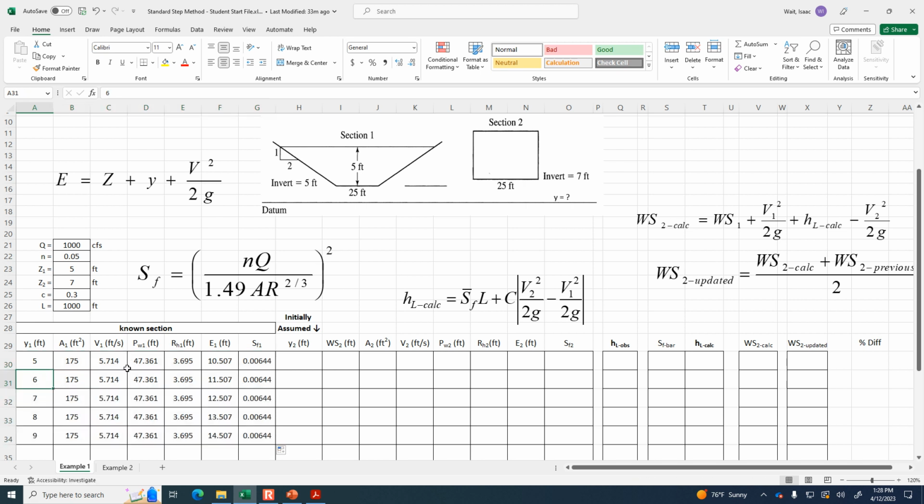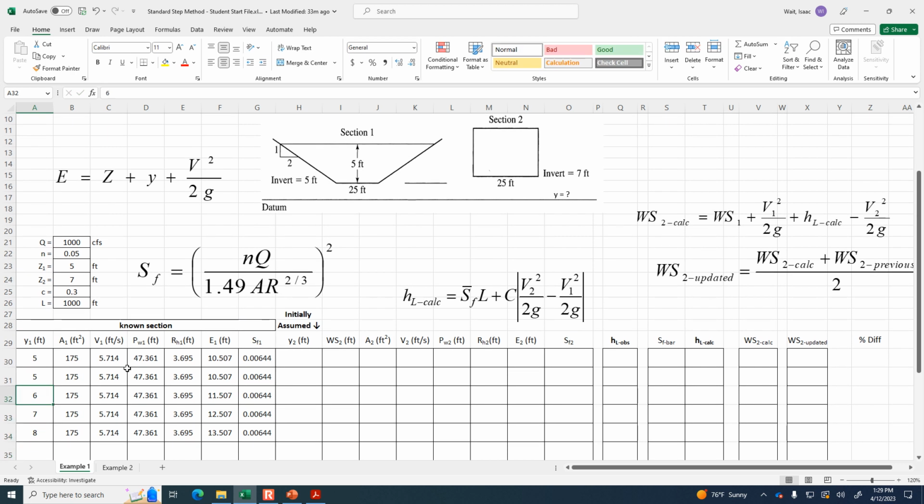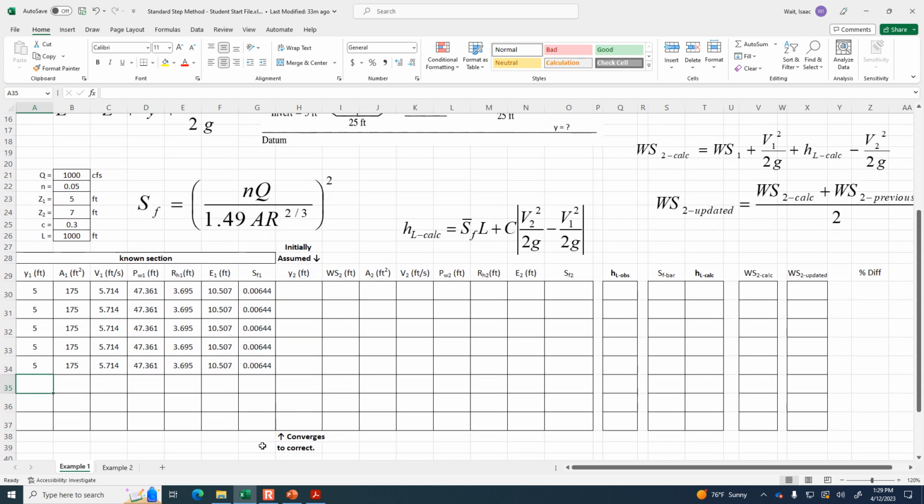Well, I need to change this. It started counting upwards with the depth. But, oops, it's always 5. The depth stays at 5 feet. We may need additional rows, and if we do, we can just keep dragging it downward.